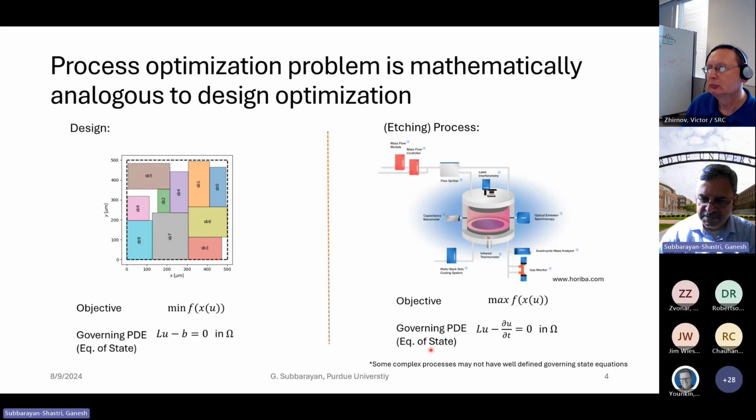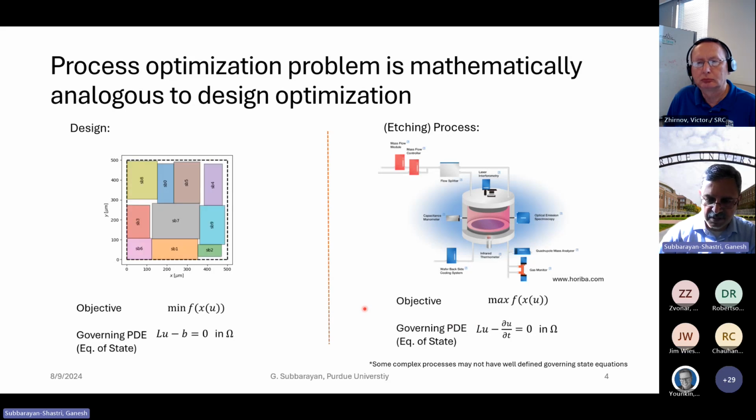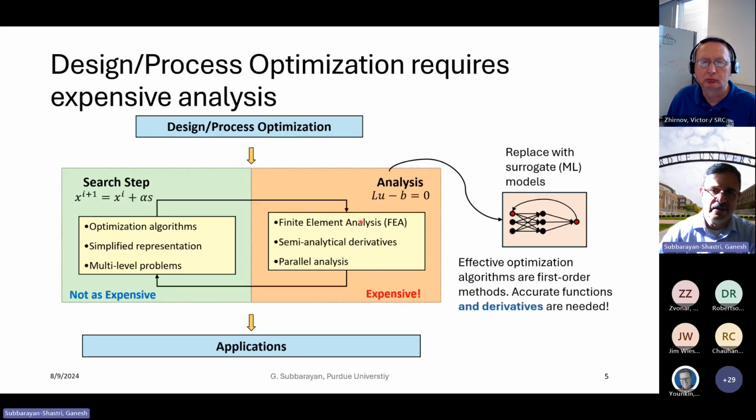But one challenge is many times for design, we have well-defined governing equations. Sometimes for a very complex process, you may not have a well-defined governing equation, and that may be the only difference. But most of the time, we do have well-defined governing equations for processes like etching, deposition, lithography, etc., because those are governed by reaction diffusion equations. So those are well-defined. So with this, let me move on to the next.